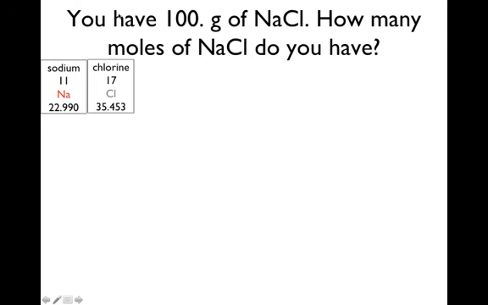Here's the question. You have 100 grams of sodium chloride. This is the formula for sodium chloride. That's how it's pronounced. It's 1 sodium atom and 1 chlorine atom. Sodium chloride, in case you don't know, is just the more formal chemical name for table salt. You have 100 grams of table salt. How many moles of table salt do you have?